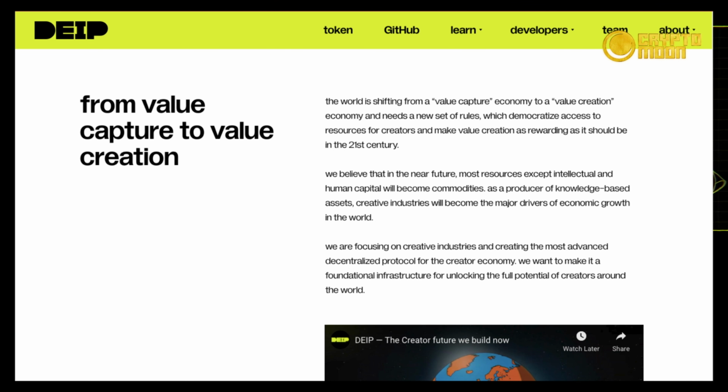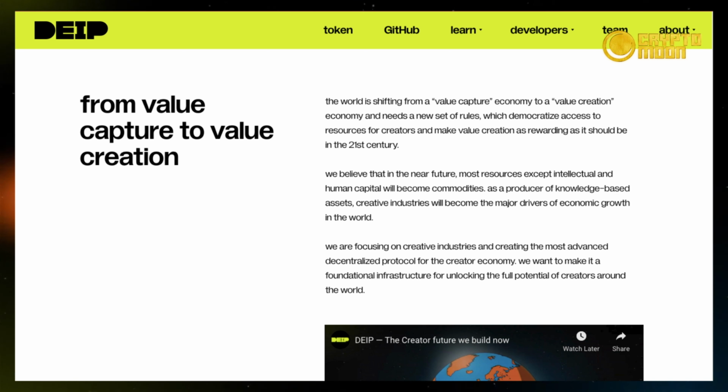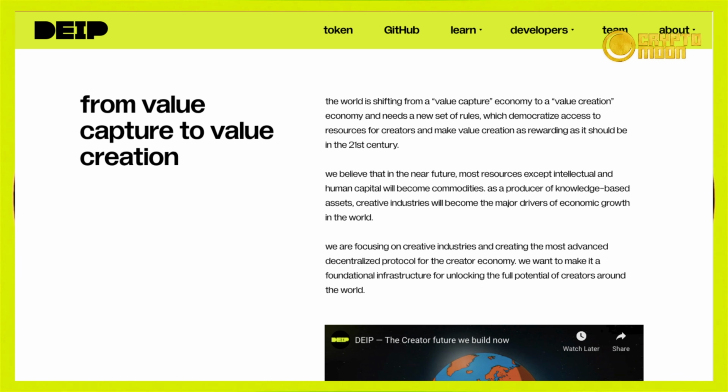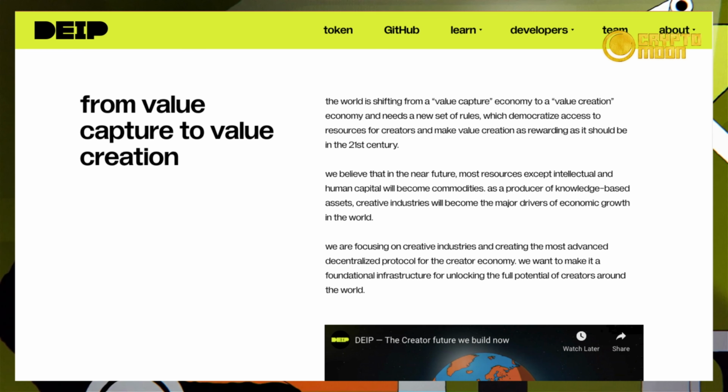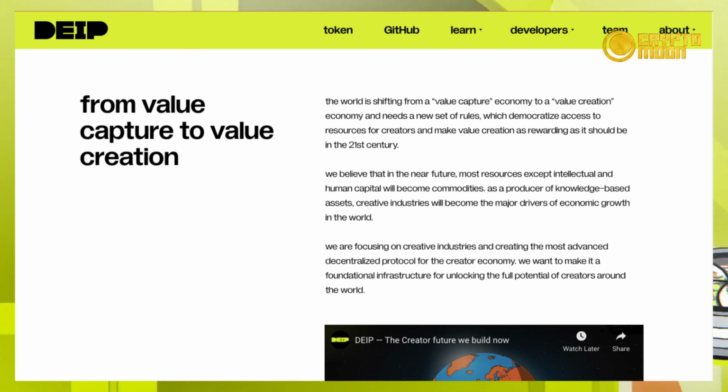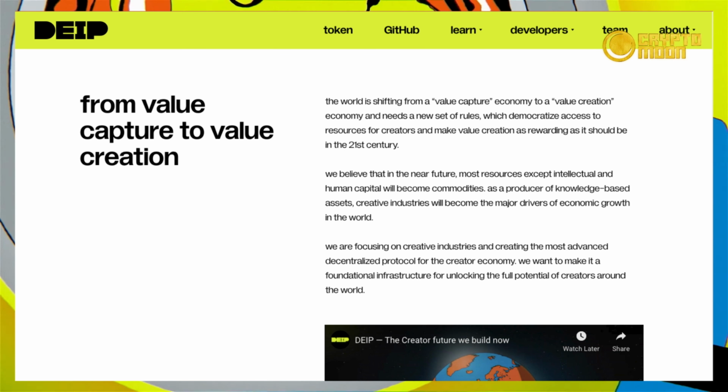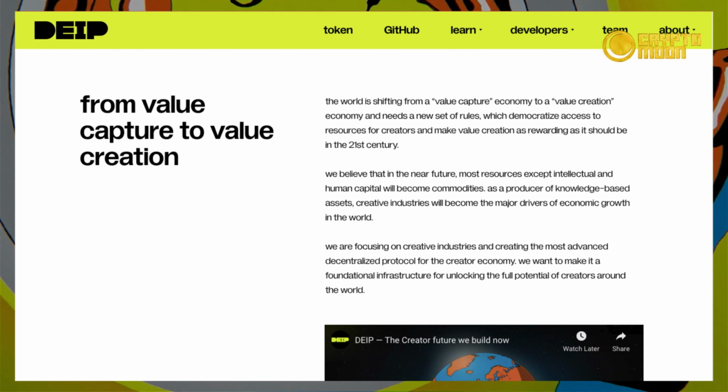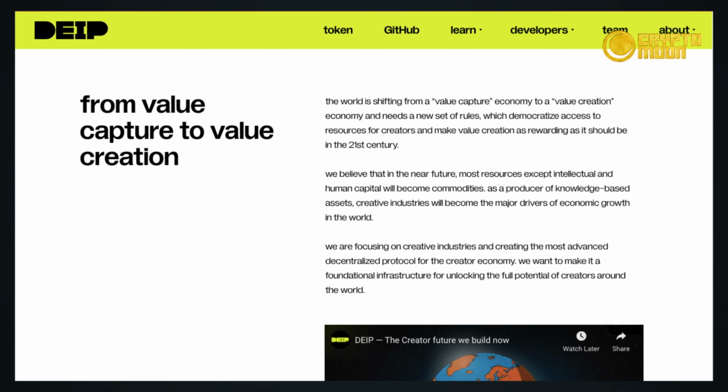The world is shifting from a value capture economy to a value creation economy and needs a new set of rules which democratize access to resources for creators and make value creation as rewarding as it should be in the 21st century. They believe that in the near future, most resources except intellectual and human capital will become commodities. As a producer of knowledge-based assets, creative industries will become the major drivers of economic growth in the world.